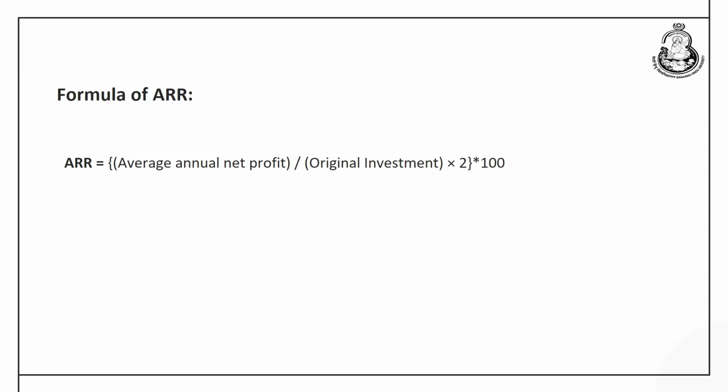Here average annual net profit is nothing but the average of the income that has been generated from the project over a series of years, and as a denominator we will take the average investment, which is the beginning investment plus the ending investment divided by 2, and this whole output would be multiplied by 100 in order to get a rate of return.